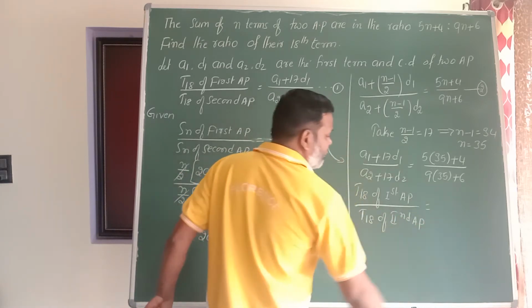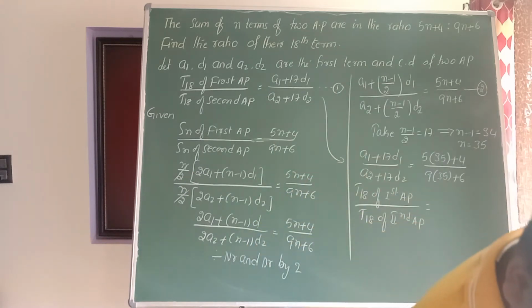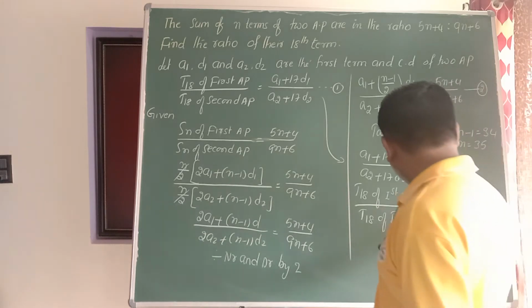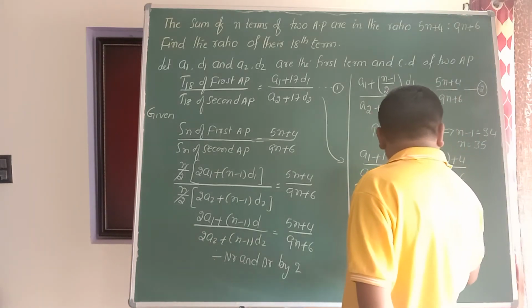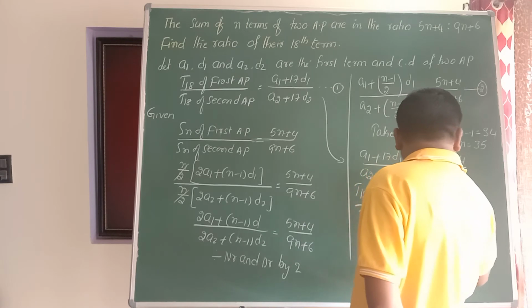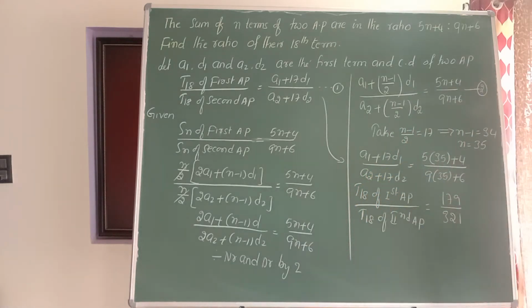After simplifying, you will get 179 divided by 321. This is the result. Got my point? This is very simple and very easy, right? So we'll discuss one more problem related to the same content.